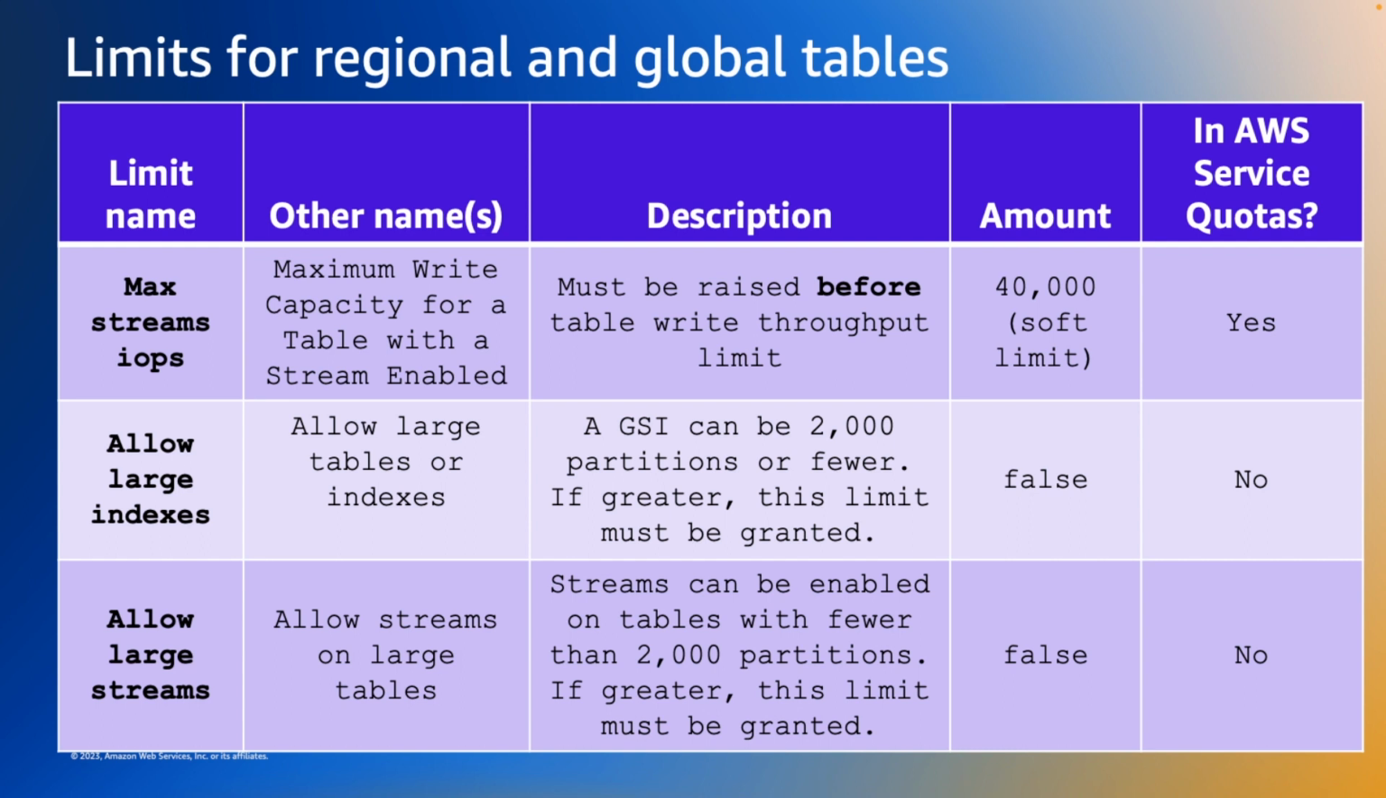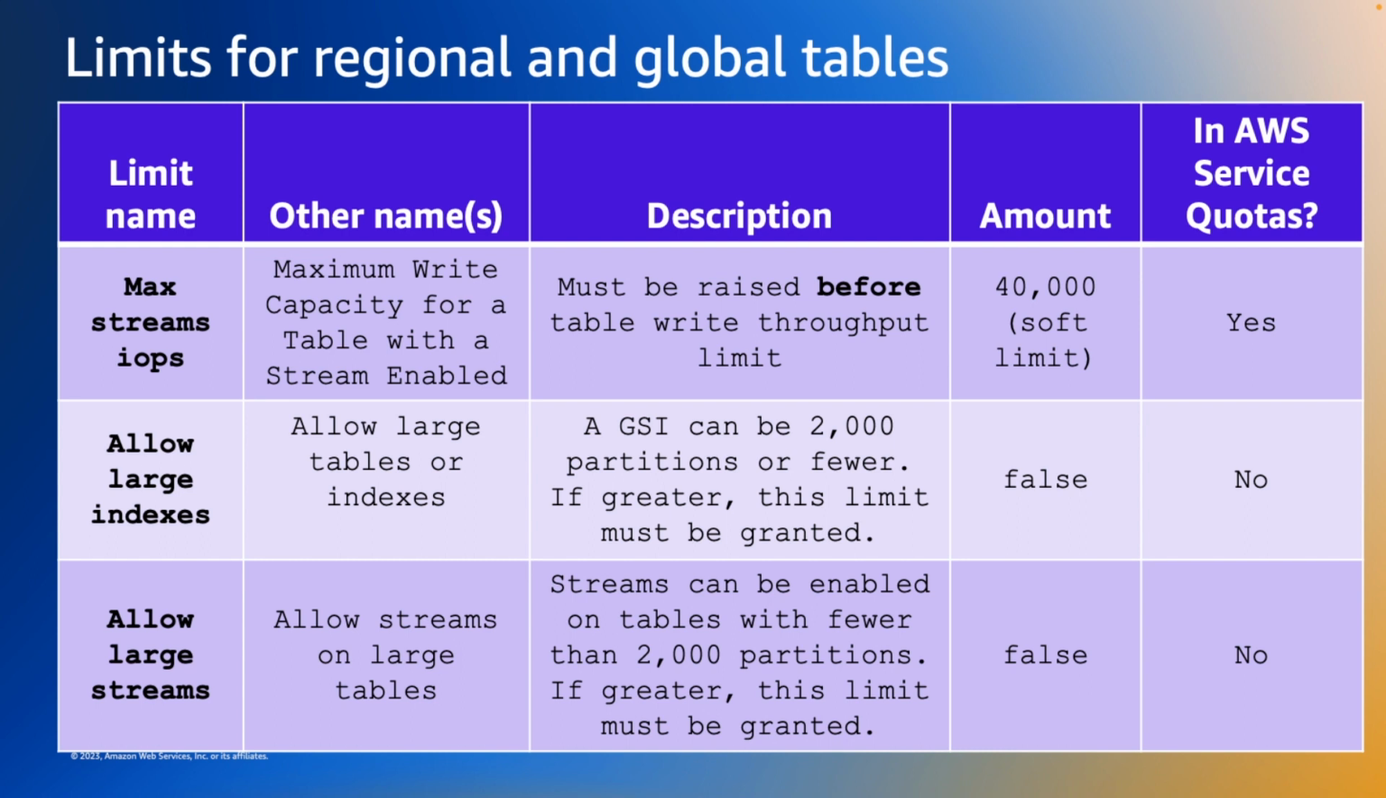Now, this is a slide for global tables. So if you have a global table, pay very, very close attention to what I'm about to say. If you increase the table write capacity on your global table at any point, the default is 40,000. Before you do that, you must increase the max streams IOPS, aka maximum write capacity for a table with stream enabled. This limit defaults to 40,000, which, as you can probably imagine, matches the table write throughput limit. If you increase your table write throughput limit before you increase the max streams IOPS, you will receive an error on your global table when updating it. That will lead to a really, really bad day. Increase this limit using AWS service quotas, and then increase your table write capacity limit.